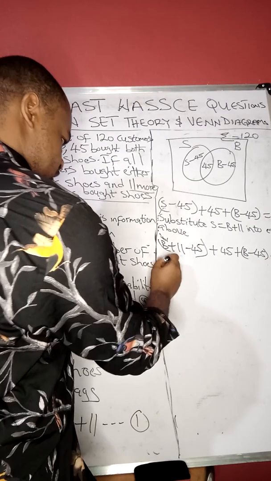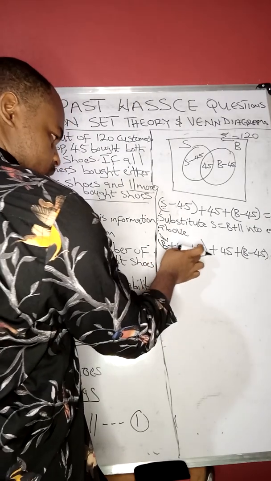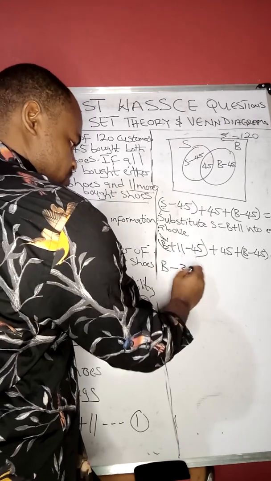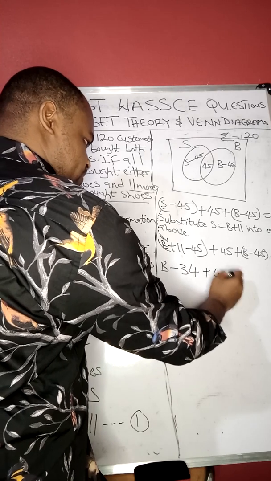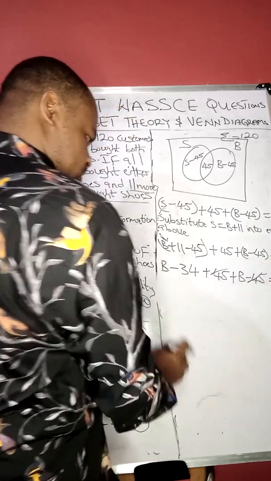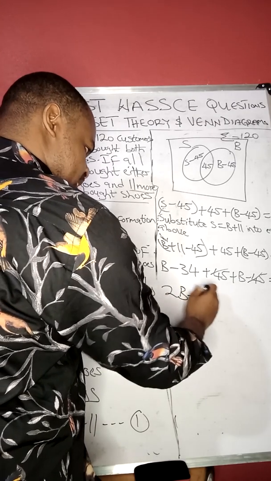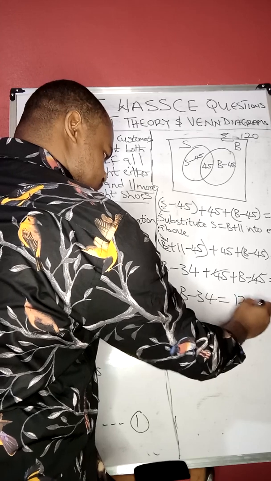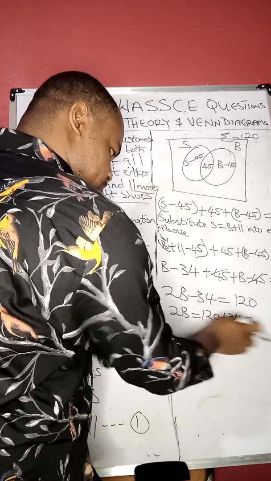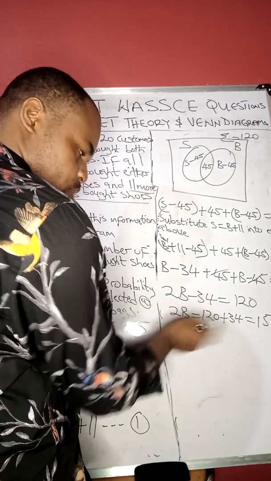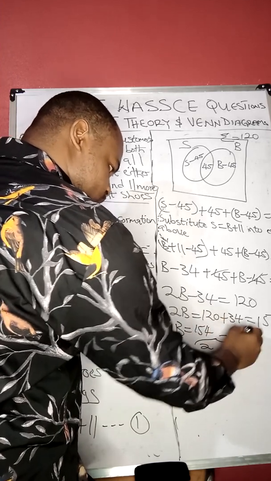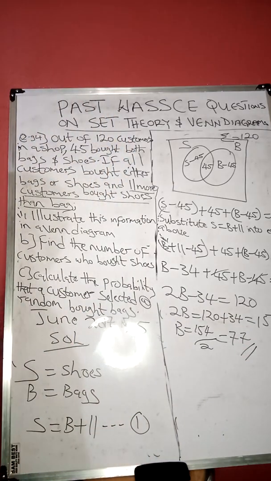So let's open up the bracket. I'll be having B plus 11 minus 45. 45 minus 11, but it will come with a negative sign because the higher number has a negative sign. So 45 minus 11 will give me 34. Then I'll be having plus 45 plus B minus 45 equal to 120. Plus 45 will cancel minus 45. B plus B is 2B. 2B minus 34 is equal to 120. Take this to this side. 2B is equal to 120 plus 34. 120 plus 34 is 154. Divide both sides by 2 so that my B will be equal to 154 all over 2. 2 in 15 is 7, in 14 is 7. So I've gotten my B as 77.